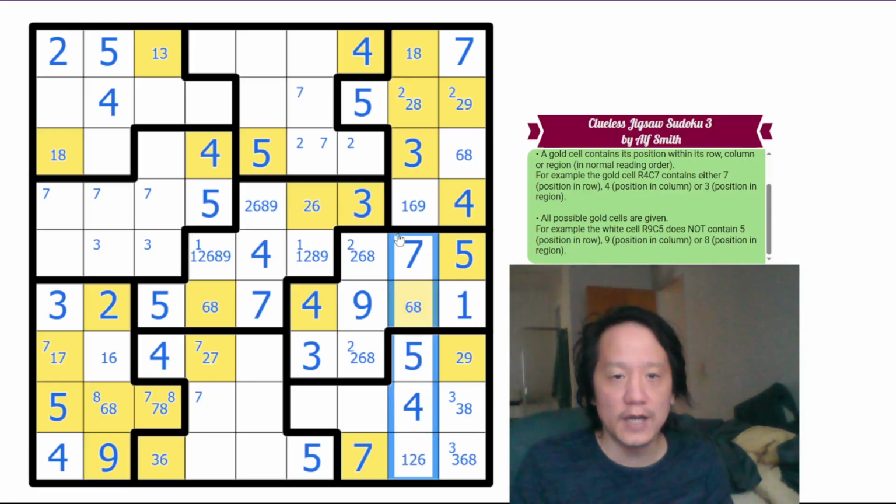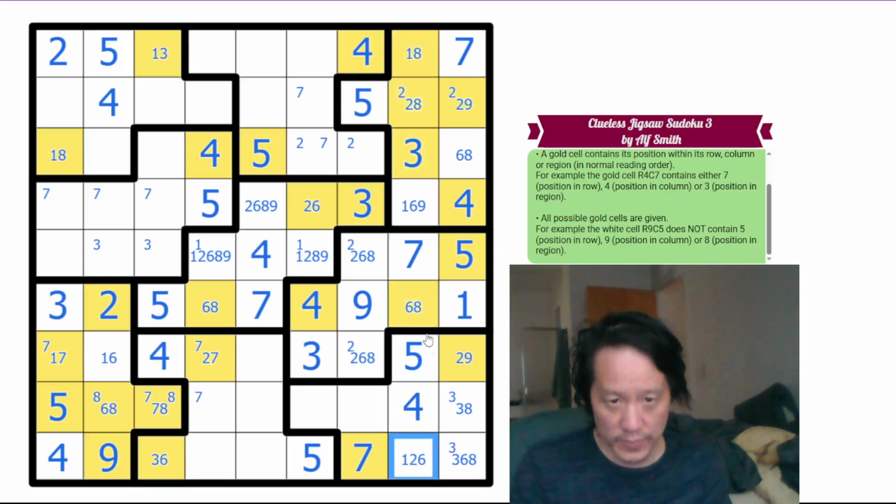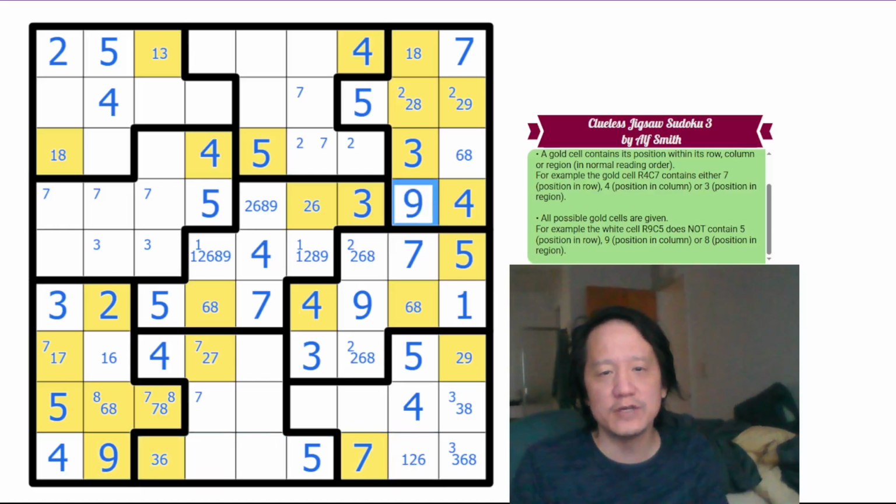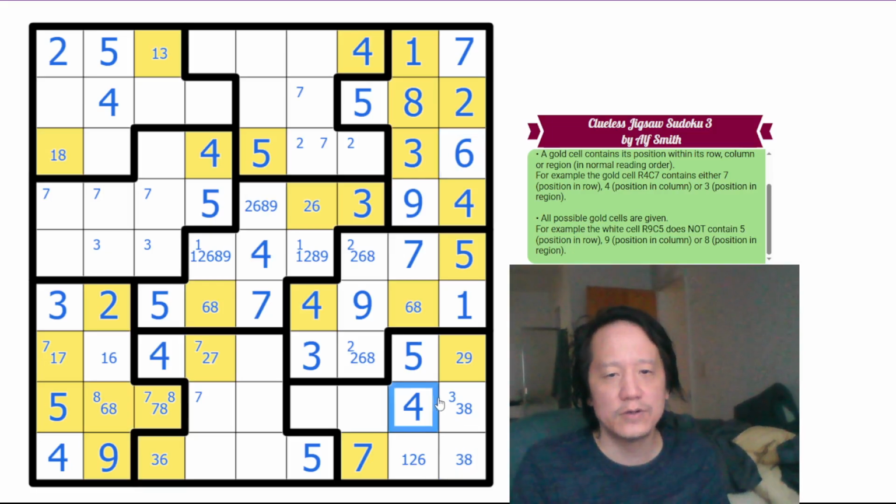Where is the 9 in column 8? Cannot be here because of the 9 in the region. Can't be here because of the 9 in the row. So it must be here because it's the only one that matches. That means this can't be 9. This is 2, which makes this 8, which makes that 1. This 8 eliminates 8 here, so it's 6. This becomes a 3-8 pair here. This 2 eliminates 2 here, so this is 9.